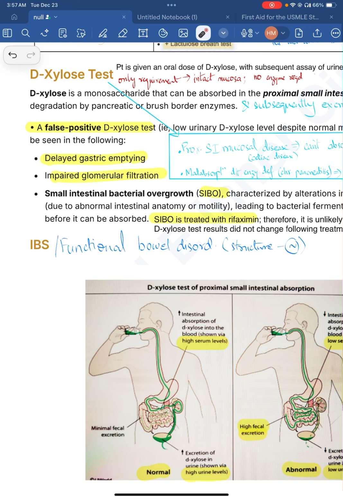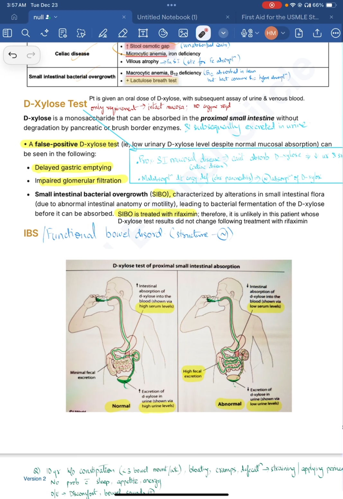This is when all the large intestine bacteria start entering the small intestine, and the bacteria ferment the D xylose. Before it can get absorbed, they start fermenting the D xylose. There is less amount to be absorbed by the gut, and this will lead to a false positive D xylose.